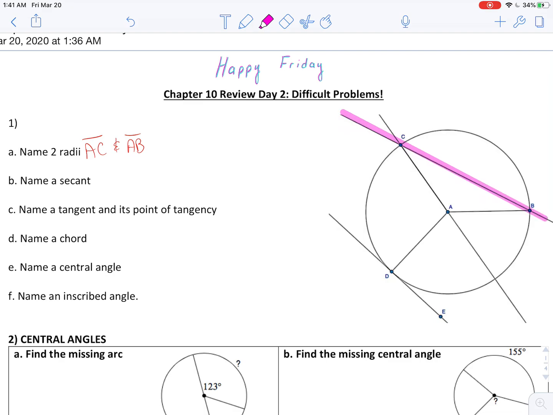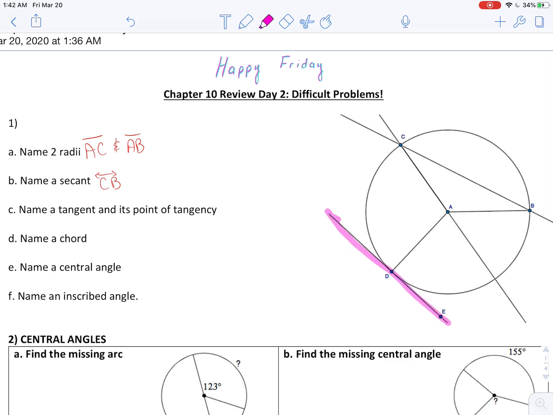Name a secant. Secant, you need something that goes through the circle twice. It's got to be a line. It goes all the way through. So CB or BC, as long as you got the line above it. Can't be a segment, must be a line.